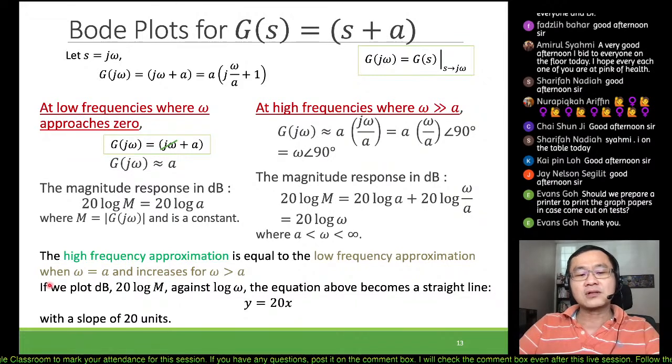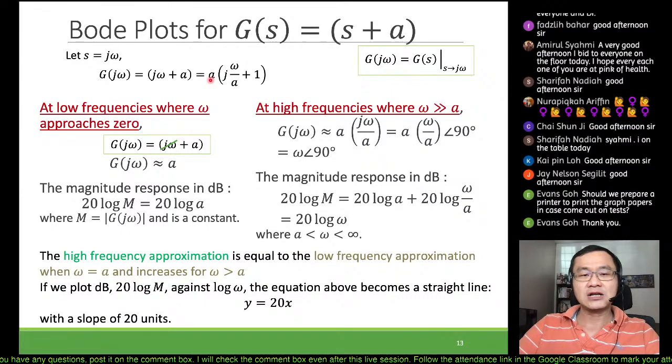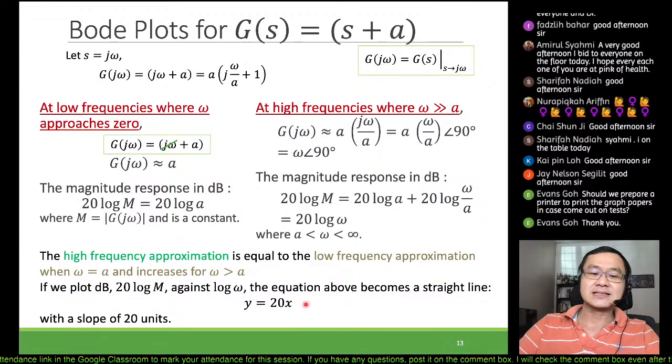So when we plot the dB itself, we just have 20 log m, where m is the value itself. In this case, when we put it in, we get y equals 20x, which has a slope of 20 units, because of this 20, right?